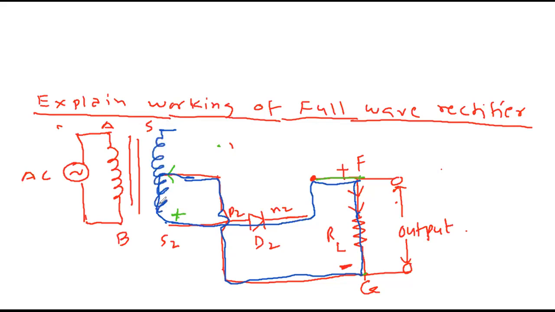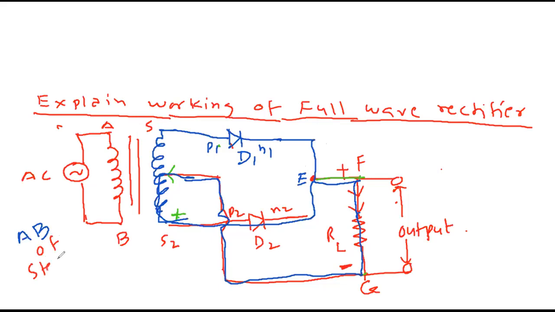The alternating source which is to be rectified is connected across primary terminals AB of a step down center tap transformer.